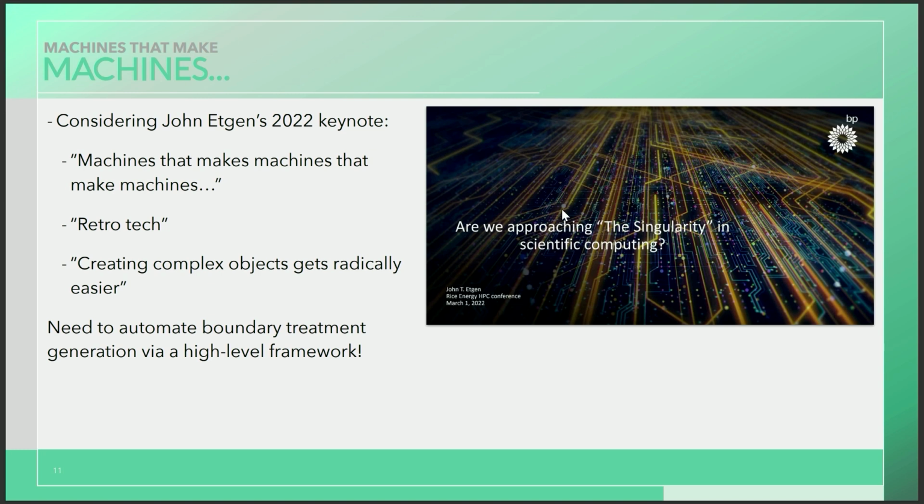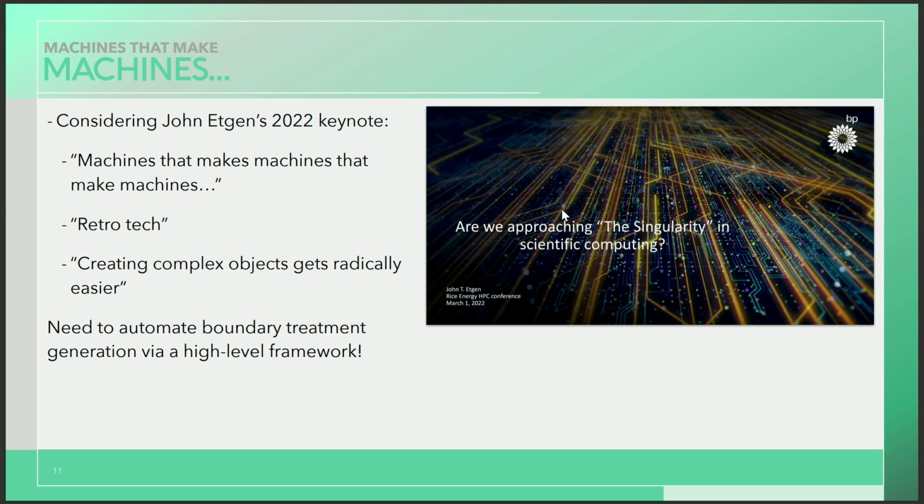So what's the trick? If anyone remembers John Etgen's 2022 keynote here, he was talking about what an industrial revolution in scientific computing would look like, right? What would give us exponential progress in scientific computing? The big thing that he kept coming back to is this idea that you have machines that make machines that make machines in an industrial revolution, right? We didn't go to making more manufactured goods by simply having one person at home working harder. We make a machine that makes that, and you make a machine that makes that machine, and so on and so forth. And we can apply this same philosophy to anything, including software.